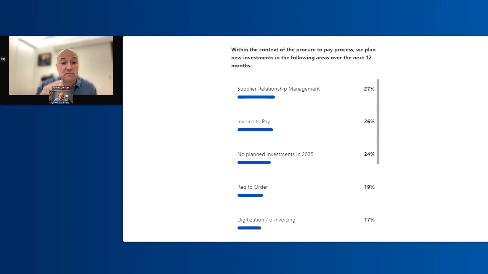It could simply be that the audience has done the invoice to pay, has done the rec to order, and they're moving maybe upstream to supplier relationship management. I'm interested to see this ESG CSR number of 1.4, because there's a lot of hype around that, but clearly not a lot of investment, not in this audience. I'm not even sure that somebody did hit that by accident, Rowan.